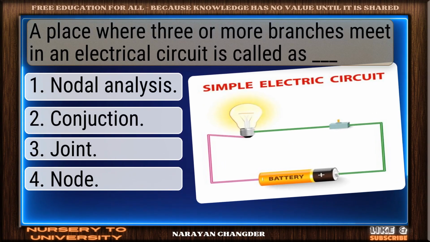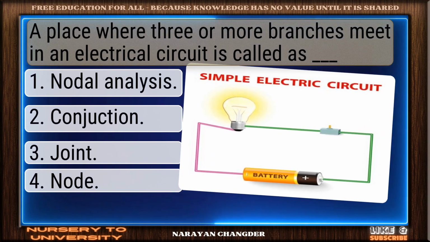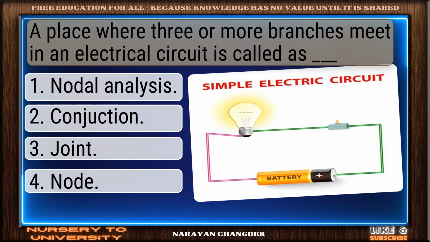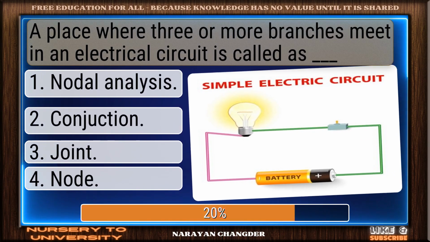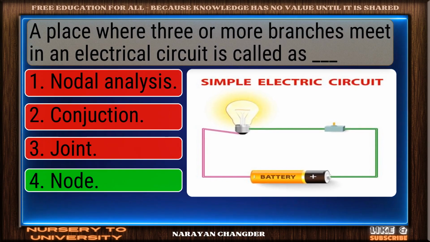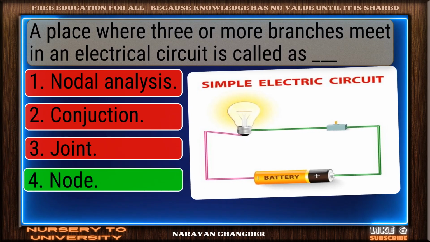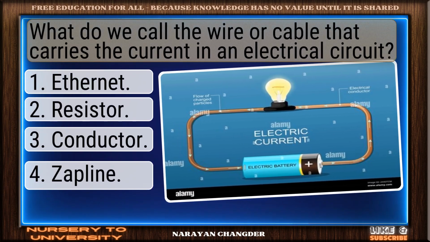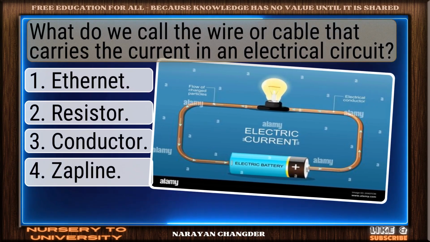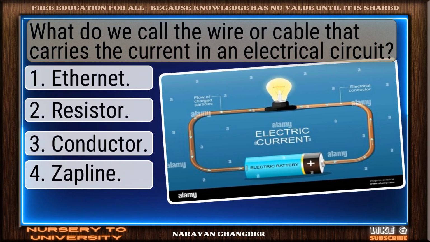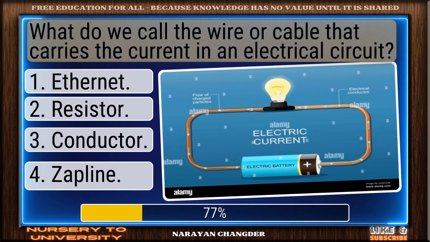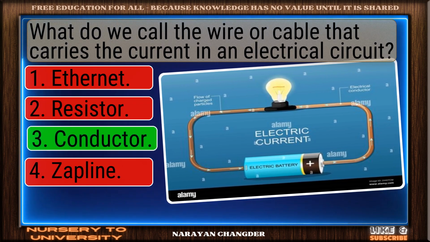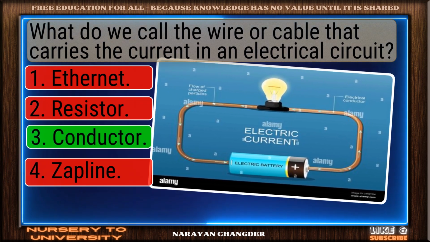A place where 3 or more branches meet in an electrical circuit is called as dash. Great job. Node is the accurate answer. What do we call the wire or cable that carries the current in an electrical circuit? Solid response. Conductor is a valid choice.